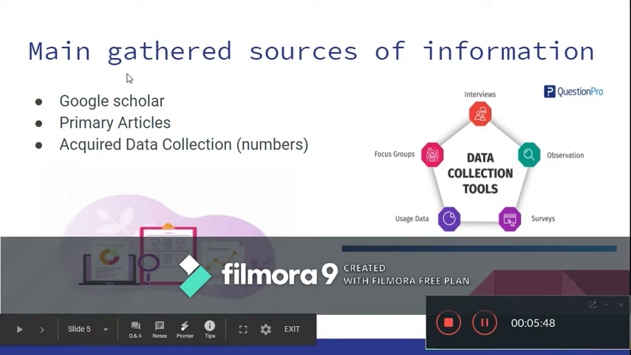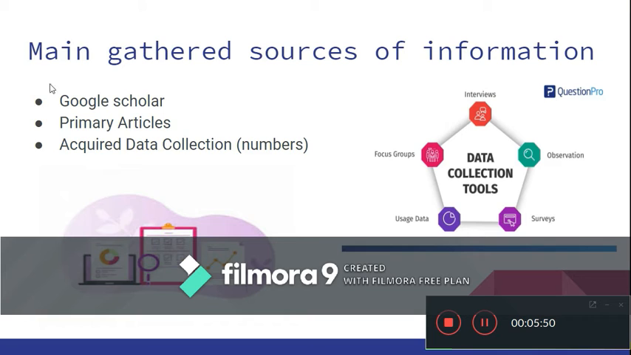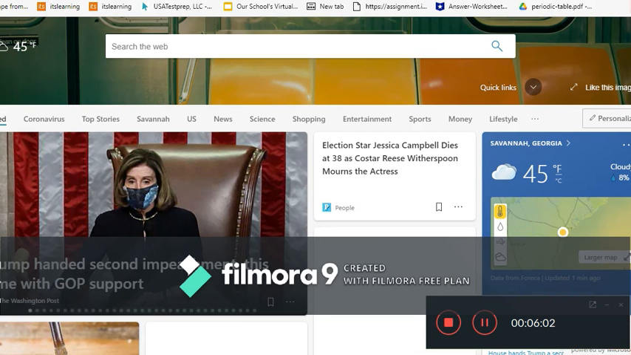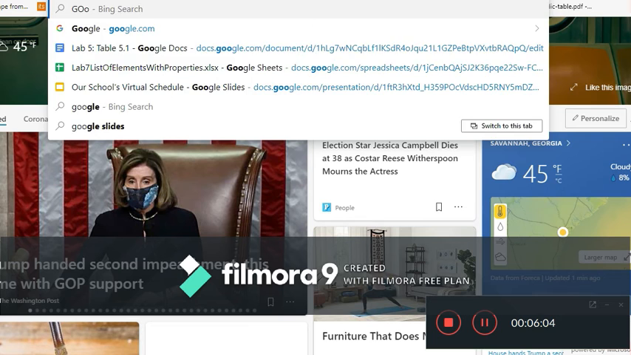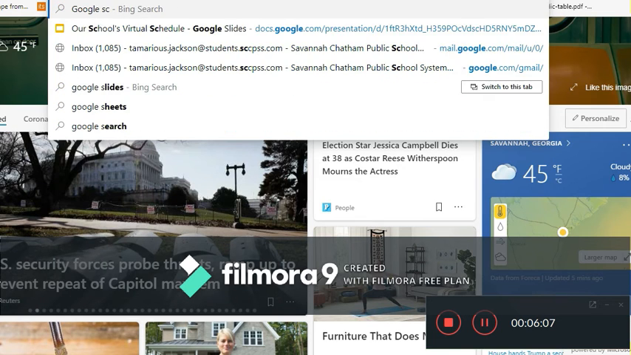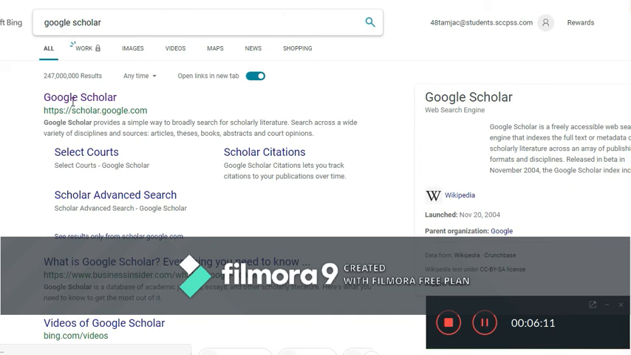Let's get to the main gathered sources of information. So this is not an overall, this is a specific gathering of information, but I'm going to introduce you all to a specific site that I have been required to look at, and it's called Google Scholar.